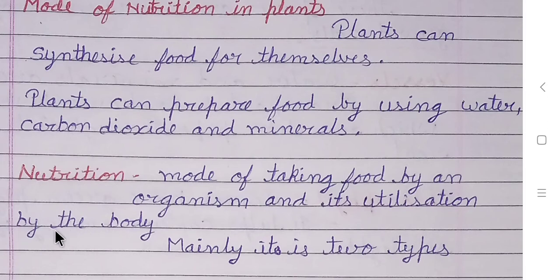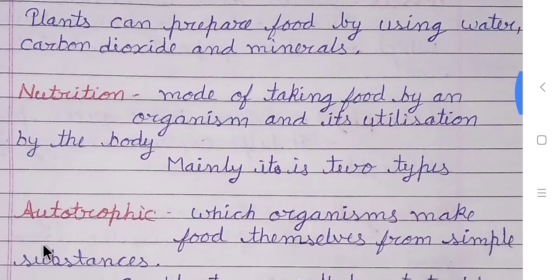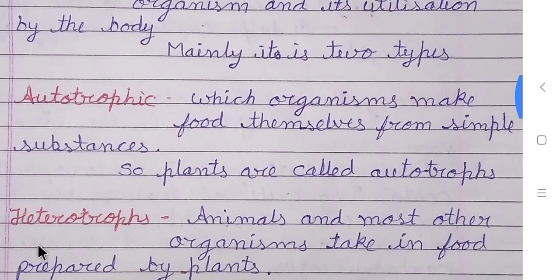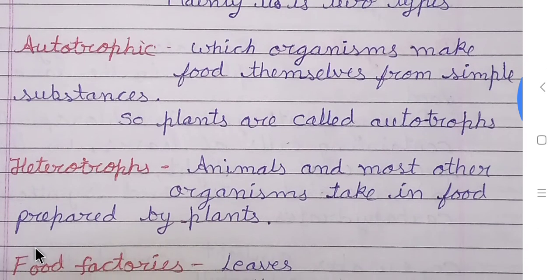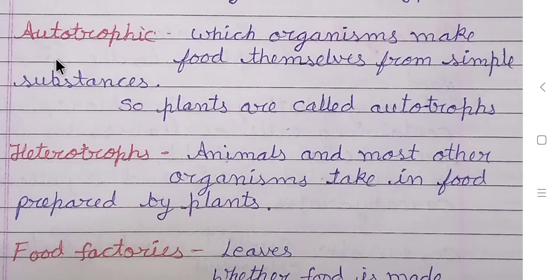The mode of nutrition is mainly of two types: autotrophic and heterotrophic. Autotrophic means organisms which make food themselves from simple substances are called autotrophic.